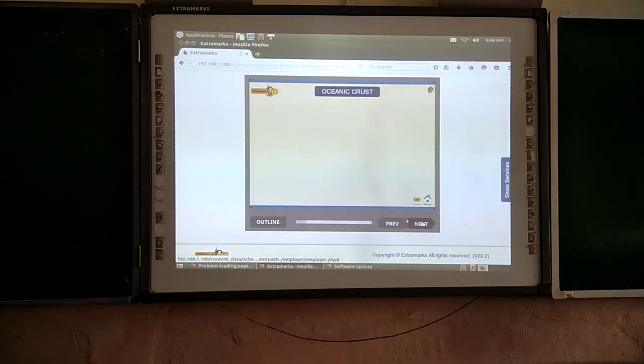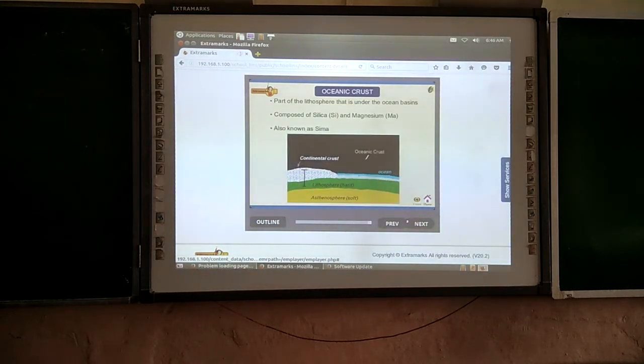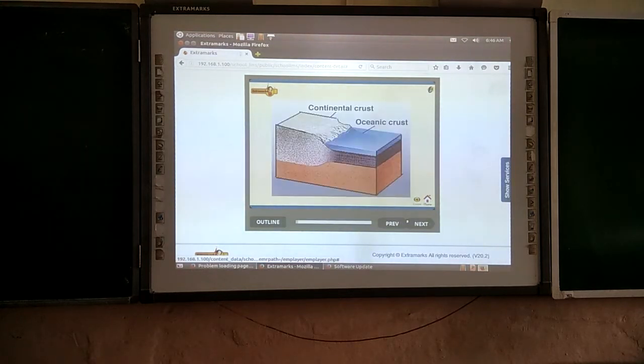Oceanic crust. It is the part of the lithosphere which is under the ocean basins. It is composed of silica, Si, and magnesium, Mg. The oceanic crust is also known as Sima. Let us know the thickness of the continental crust and oceanic crust.